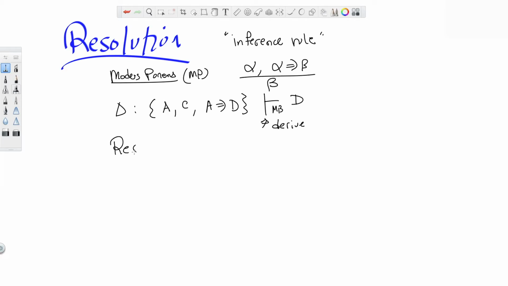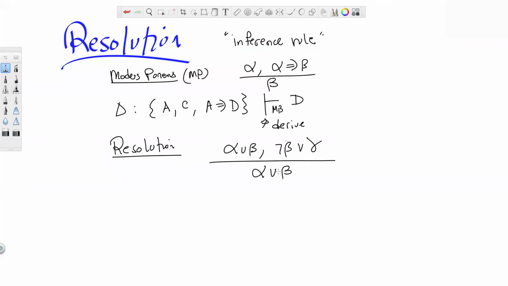Now, resolution looks like this. Resolution says, if you have the following two sentences or patterns, then you can infer the following. Look at the pattern here. I have alpha or beta, and then I have not beta or gamma. And what's happening here is as if I'm canceling these two, and then I'm inferring alpha or gamma.